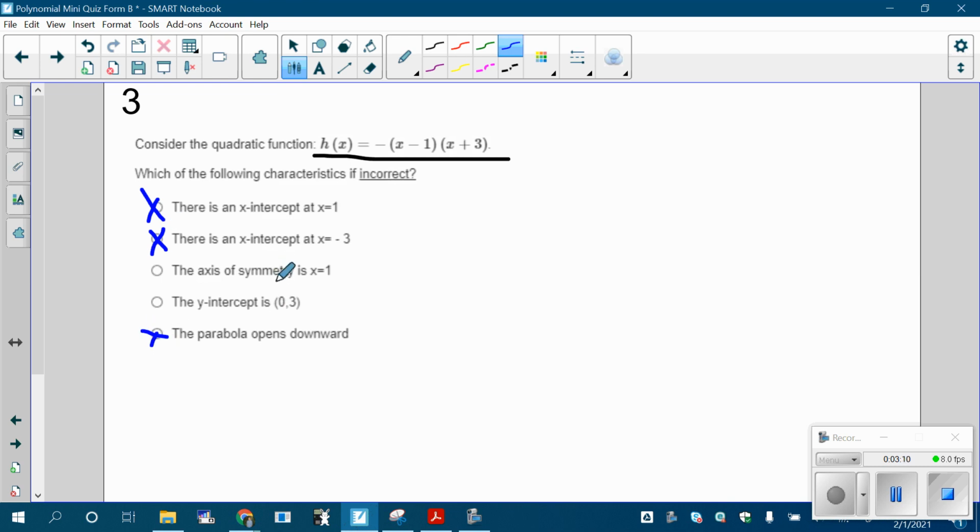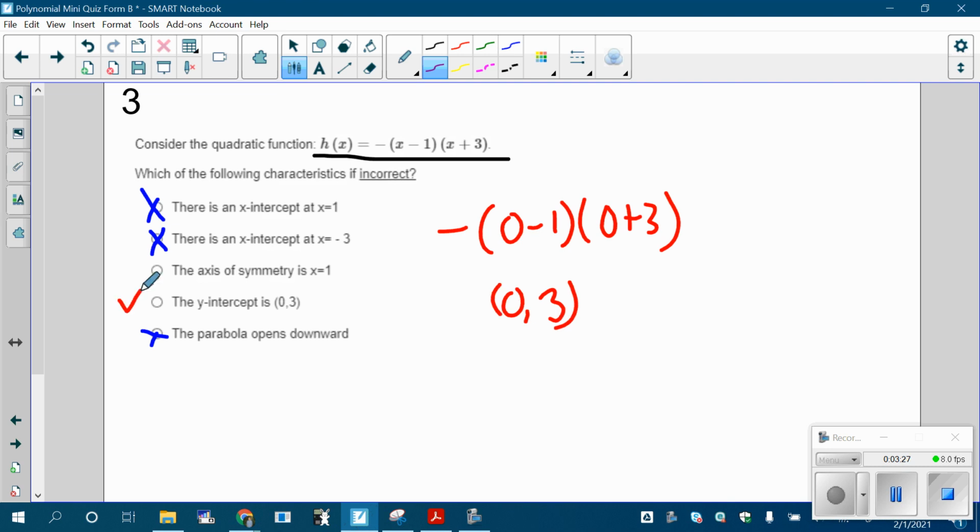Now I've got to check these guys. Y-intercept of (0, 3). How do you find a y-intercept? You plug in 0 for x. If I plug in 0 for x here, I get 3. That means my y-intercept is 3, so that is true. That must mean that it's not the answer. So the thing that's incorrect must be this one.